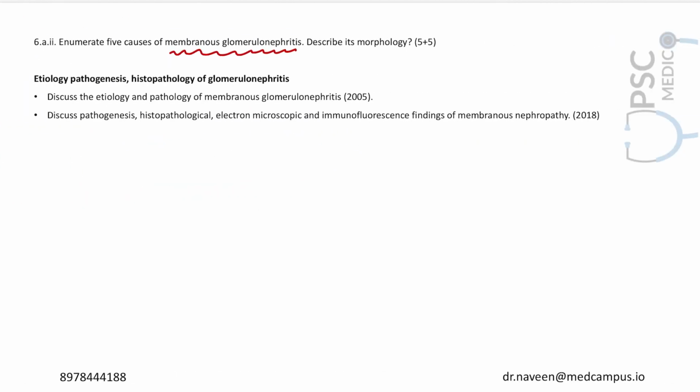Enumerate 5 causes of membranous glomerulonephritis. Describe its morphology. We did discuss this separately in a video. It's there in the notes and it's a repeat. Membranous nephropathy. Maybe next time they might ask you membranoproliferative glomerulonephropathy or IgA nephropathy.